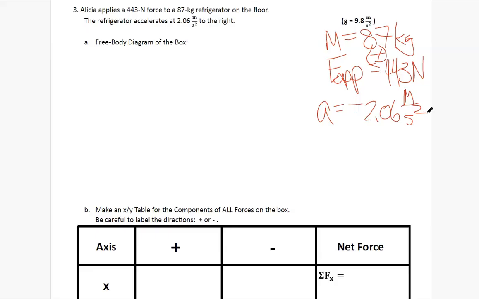And now we write our free body diagram. Well, we could draw a refrigerator on a floor, but let's just make a dot. Okay, we know there's an applied force to the right. We know how big it is, so we don't have to calculate it. We know that there's going to be an acceleration, so we can just make a little note there's an acceleration, but that's not part of the free body diagram.